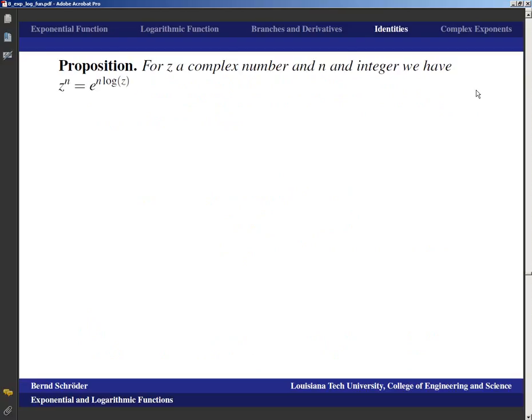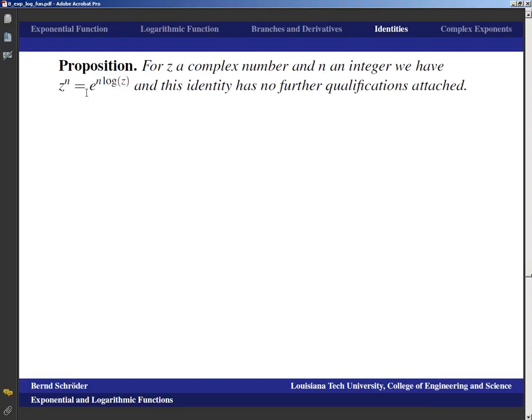Okay, for a complex number z and n being an integer, we have that z to the n is e to the n log z, so pretty much we again apply the logarithm and power laws that we know from the real line, and we get what we expect we should get, but we have to prove it here because we don't know these things for complex numbers. Thankfully this identity, unlike the other one, does not have any further qualifications attached.